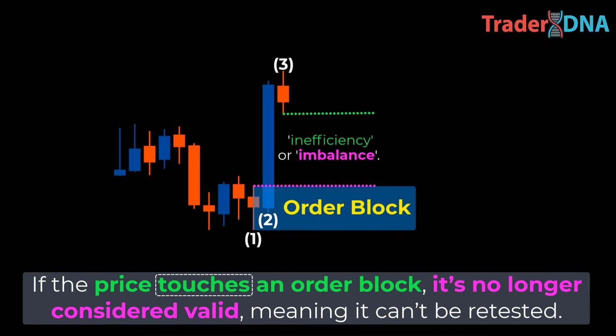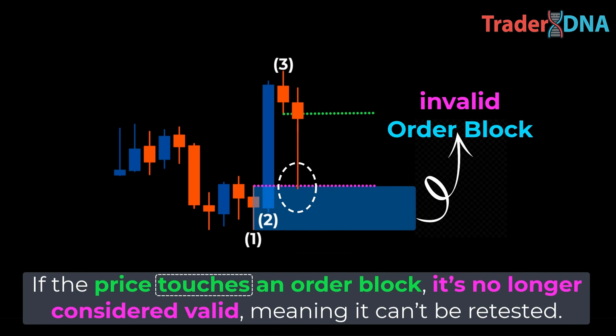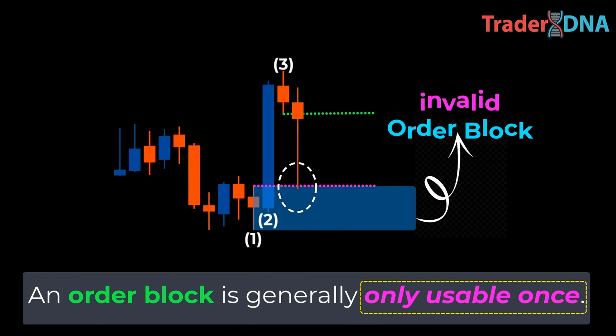For example, if you spot a gap or inefficiency and draw an order block, but then see the price or even just a wick touching that order block, it's no longer valid because it's been tested. While there are strategies to reuse a tested order block, I'll cover those later in the video. For now, just remember that an order block is generally only usable once.